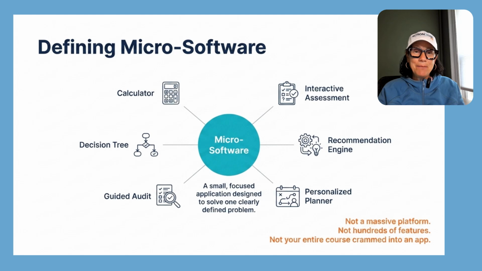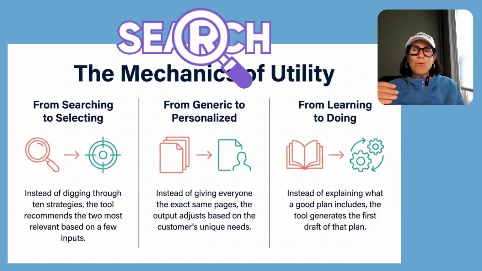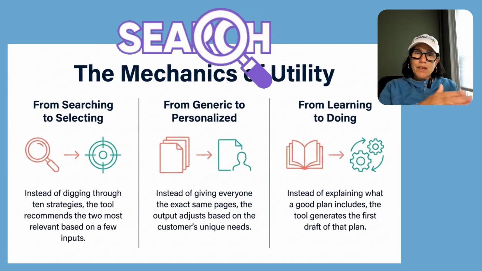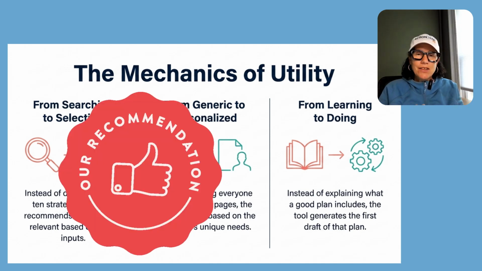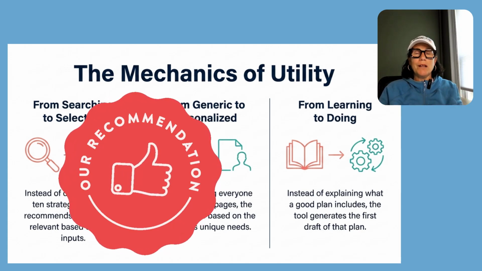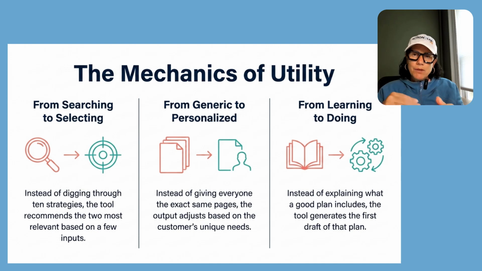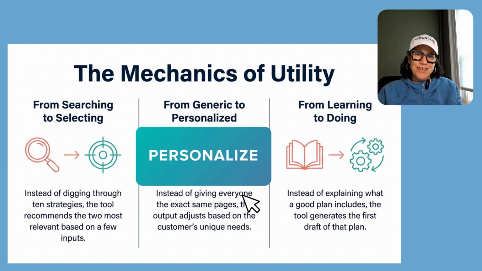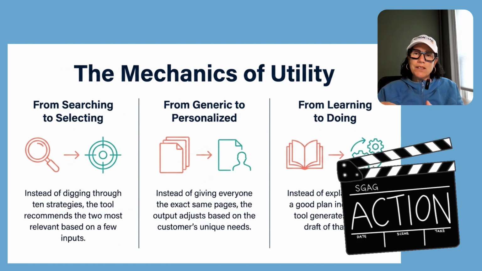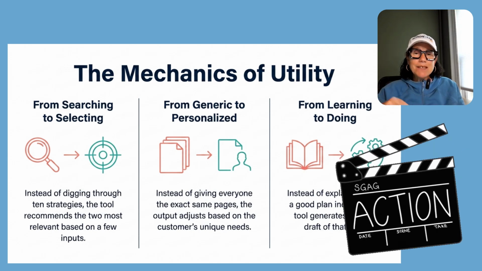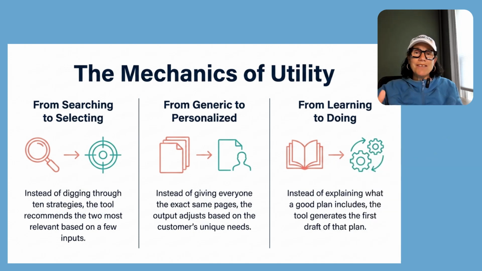Sounds pretty amazing, right? Useful tools usually make one or more important shifts. First, they move the customer from searching to selecting. Instead of reading through 10 possible strategies, the tool recommends maybe the two that appear most relevant. Second, it's going to move the customer from generic information to a personalized result. Instead of giving everyone the same pages, the output changes based on that customer's exact needs. Third, it's going to move the customer from learning to doing. Instead of explaining what a strong plan should include, the tool generates the first draft of the plan. That's what creates utility, usefulness, and productivity.